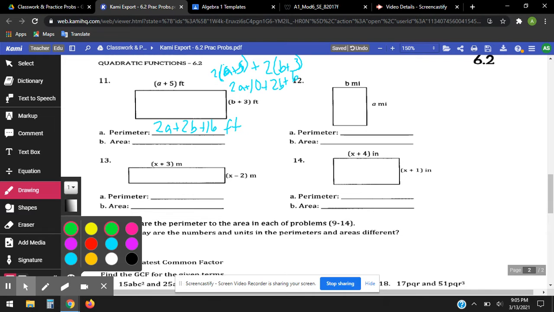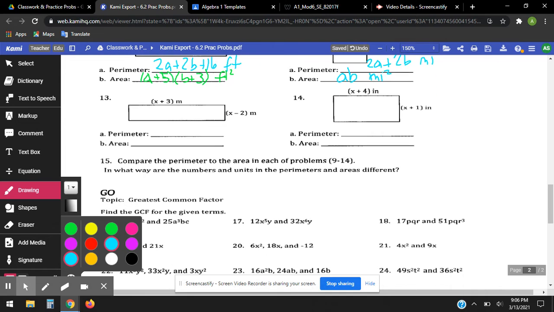Now my area is going to be a plus 5 times b plus 3 feet squared. So I can actually leave it like this because we haven't really talked about how to multiply those guys yet. So we're just going to leave it just like that. Okay, so perimeter. I've got 2a's plus 2b's. Those are miles. Area, I'm going to have a times b, and that's miles squared. That one's a little more straightforward.